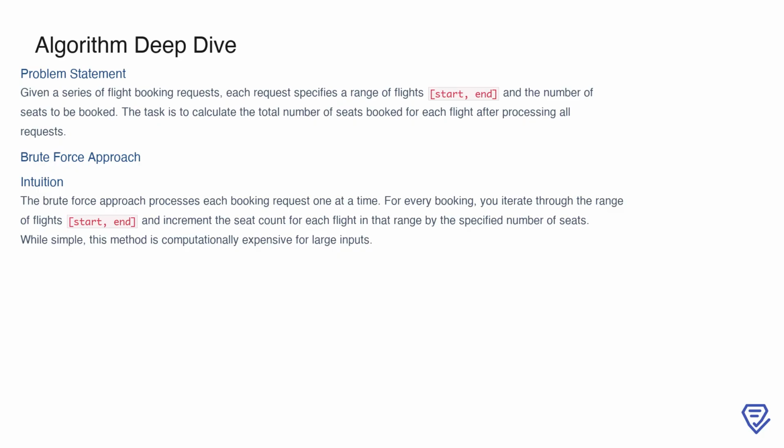One straightforward way to solve this is the brute force approach. This method involves processing each booking request individually. For a request covering a specific flight range, we iterate through those flights and increment their seat counts by the specified number of seats. While this method is easy to implement, it becomes computationally expensive when there are many bookings or when the flight ranges are large. Let's explore why this approach is inefficient and how we can improve upon it.